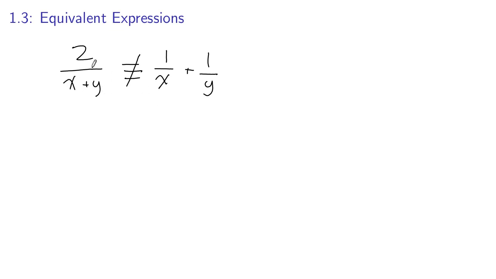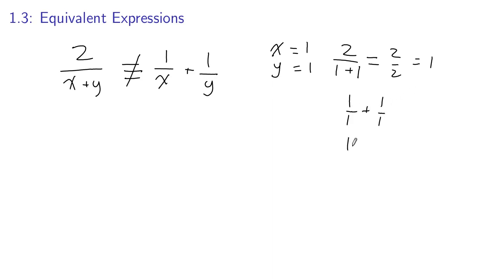If we choose 1 and 1, maybe that's a good start. So let's try that. x equals 1 and y equals 1. So we'll try these. We get 2 over 1 plus 1 on the left-hand side equals 2 over 2. 2 divided by 2 is 1. On the right-hand side, we have 1 over 1. Remember, x is 1. And 1 over 1 because y is 1. 1 divided by 1 is 1, so we have 1 plus 1, which equals 2.